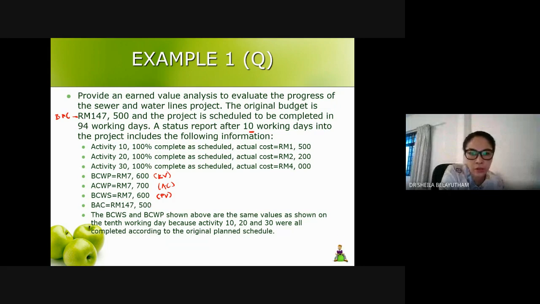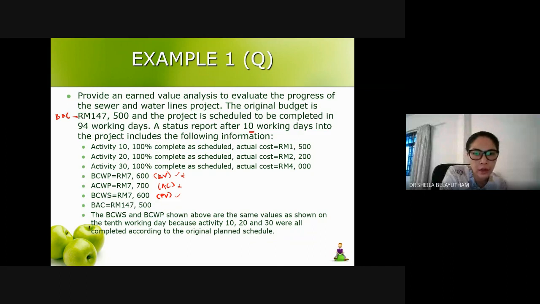because the activities were all completed. Okay, so typically what we can right away observe from here is that the earned value and your planned value are the same value, meaning to say that you have completed the project as you have planned, the activities as you have planned. Because what you have planned is similar to what you have performed, the value of the work is the same.